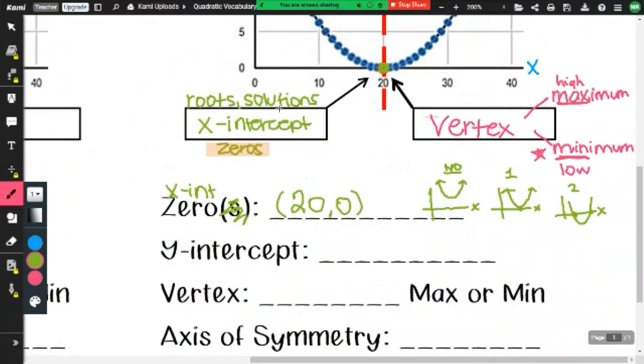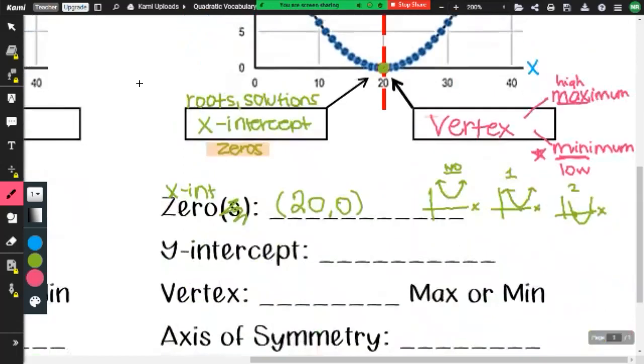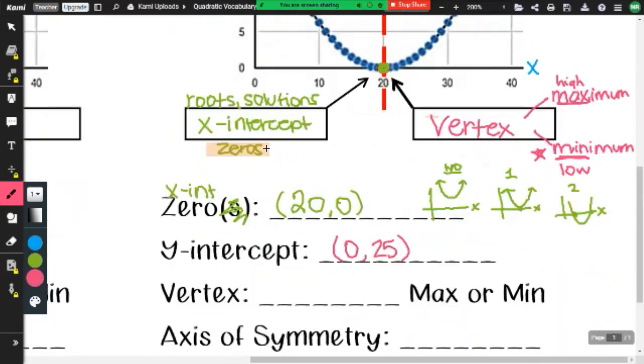Now your y-intercept, you will only ever be able to have one y-intercept, no more than one, okay? And it is where it crosses the y-axis. So since it's crossing right here, then my y-intercept is 0, 25, okay? We just said that the roller coaster is going down low, so we have a minimum. That lowest point is the vertex. The vertex is 20, 0.